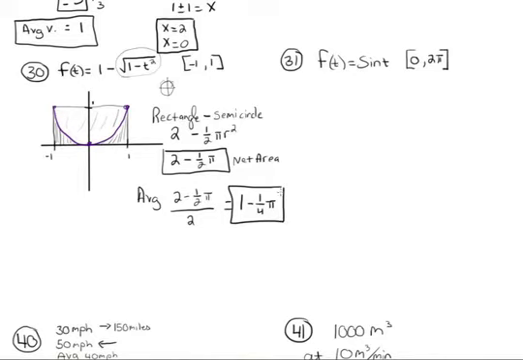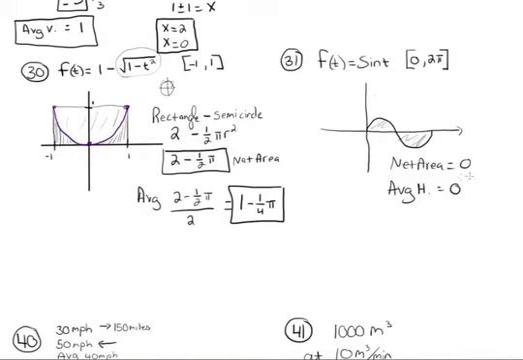31 wants me to do the same thing. This time they didn't provide a picture, but we should all know what sine looks like. And we should also, even before I get done drawing the picture, realize that from 0 to 2 pi, the net area is going to be 0, because that and this are going to cancel out. So that simply means that the net area is 0, and 0 divided by the width of 2 pi is still going to be 0.